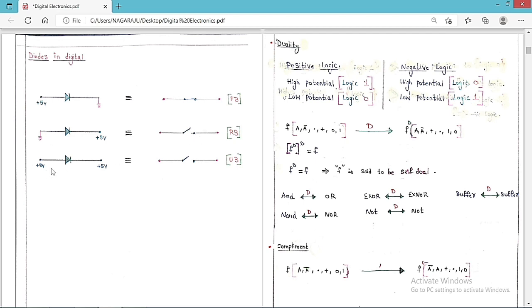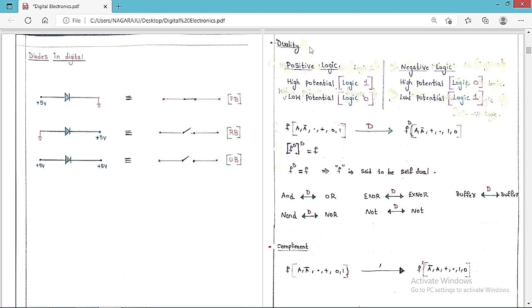Suppose for the diode's anode and cathode you give identical voltage, we are going to assume it as an open circuit, which means the switch is off, and we call this unbiased, meaning the biasing is not given properly. This is the thing that you always have to understand. This is the concept we are going to use in digital electronics to solve numericals based on diodes. So let me tell you another concept, which is called duality.